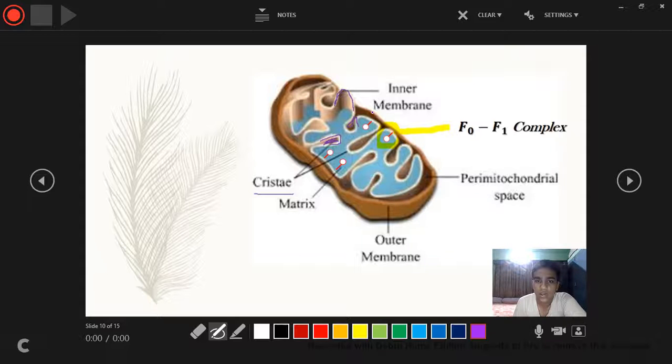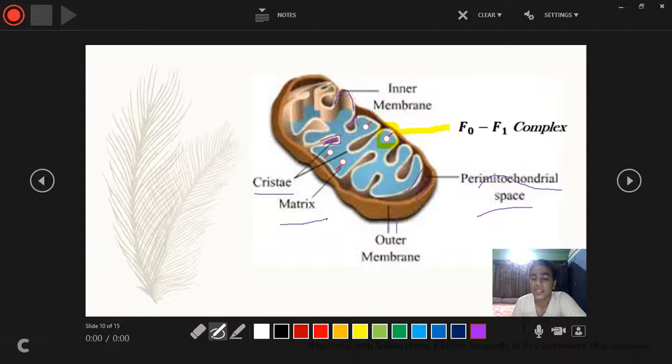This is the outer membrane. You can see this brown color structure, and this is the inner membrane, right? This is the outer membrane, and the space between the inner membrane and the outer membrane is called perimitochondrial space. And the matrix is what?